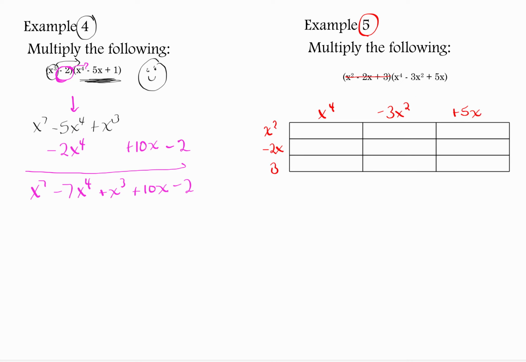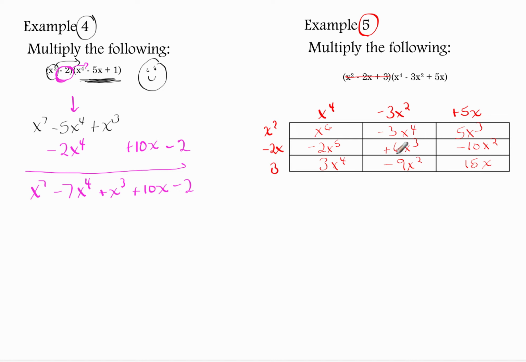And now, x squared times x to the fourth is x to the sixth. This is negative 2x to the fifth, 3x to the fourth. That's going to be negative 3x to the fourth. This is going to be positive 6x cubed. This is going to be negative 9x squared. This is going to be 5x to the third, negative 10x squared, and 15x.